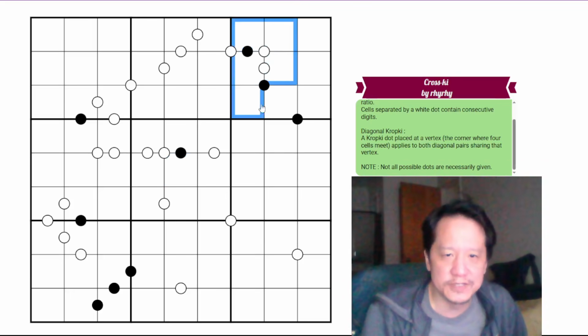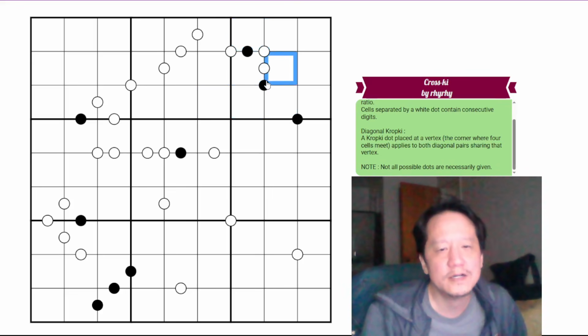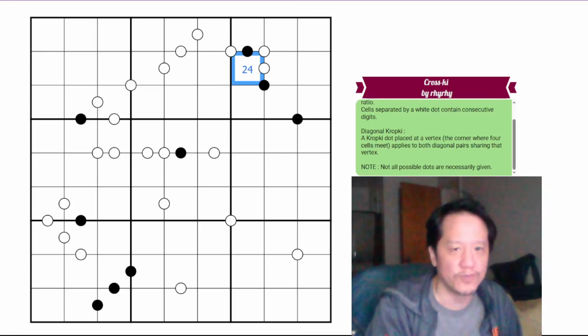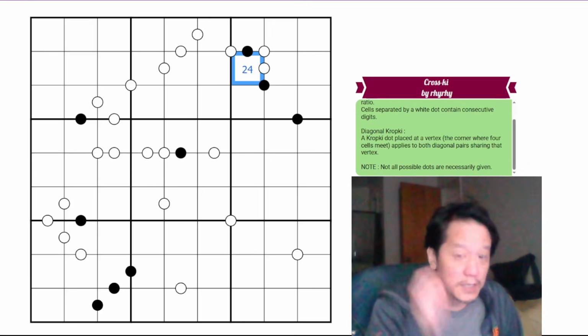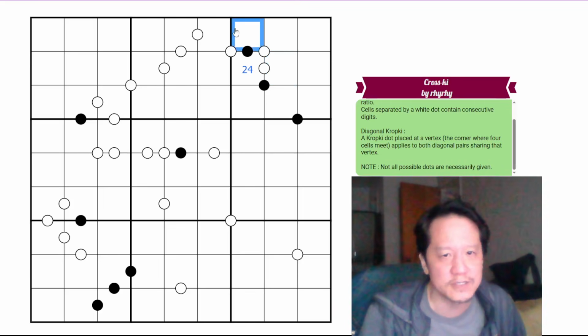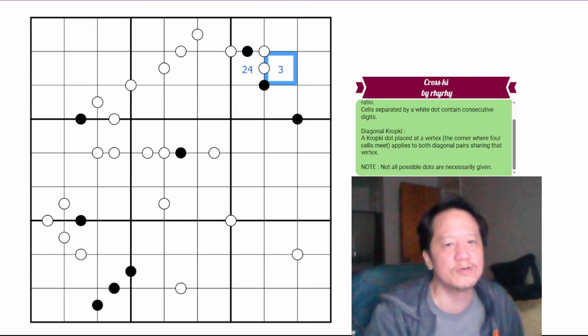Okay, so this is very crazy. This digit is in a 1 to 2 ratio with this cell and this cell, so it must be 2 or 4. That means it's consecutive with this digit, which is consecutive with 2 digits, so it cannot be 1. It could be 3 or 5 here.